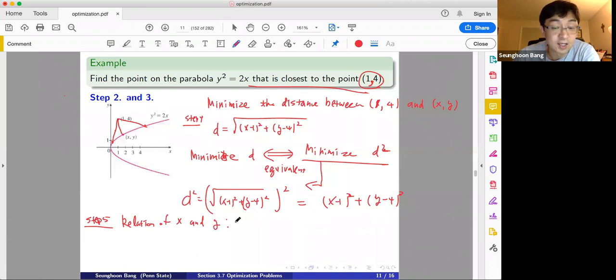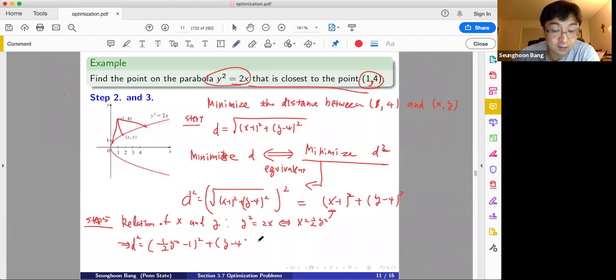X and y is here, given. y squared equals 2x is given. So only divided by 2, x equals 1/2 y squared. You can plug into here. What's that? So we have the 1/2. This like d squared is (1/2 y squared minus 1) squared plus (y minus 4) squared.